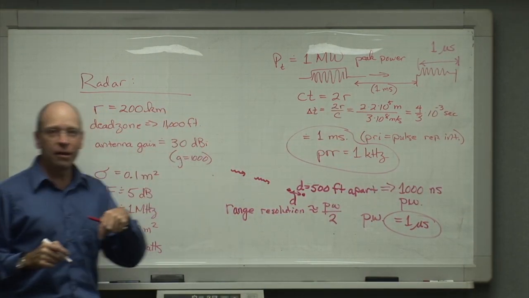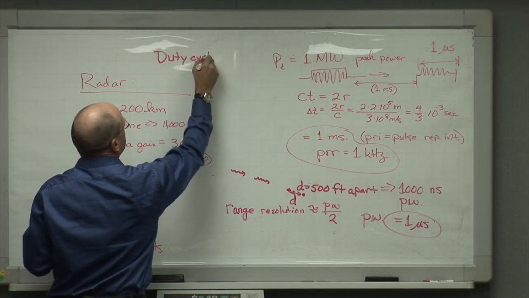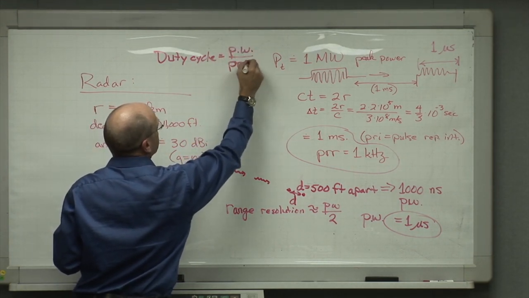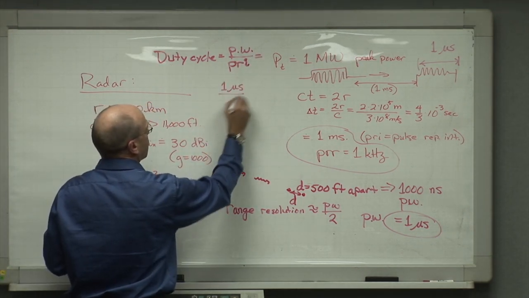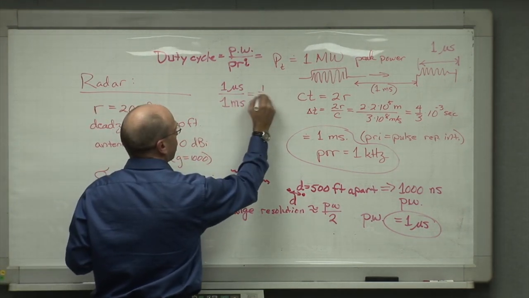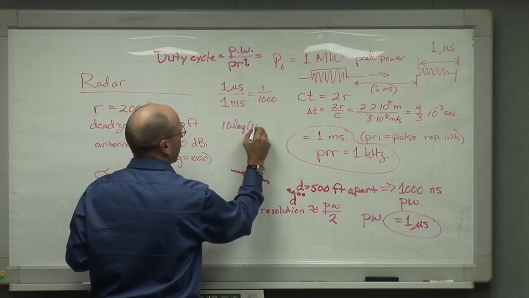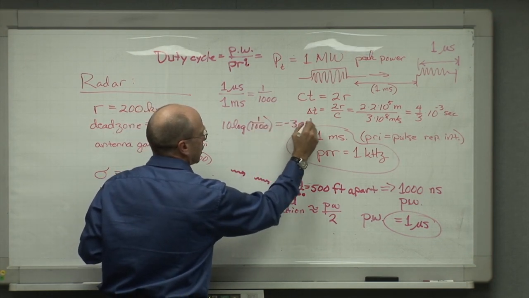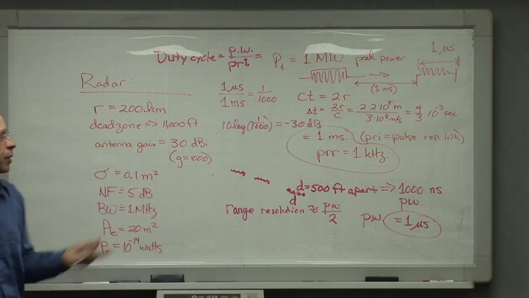Now we know what the duty cycle of the radar is, because the duty cycle, which is equal to the pulse width divided by the pulse repetition interval, is going to be on the order of 1 microsecond for the pulse width divided by something on the order of 1 millisecond for the pulse repetition interval. That's equal to about 1/1,000, and 10 log of 1/1,000 is minus 30 dB. And so people say a radar has a 30 dB duty cycle. That just means that the pulse width is about 1,000th of the pulse repetition interval.